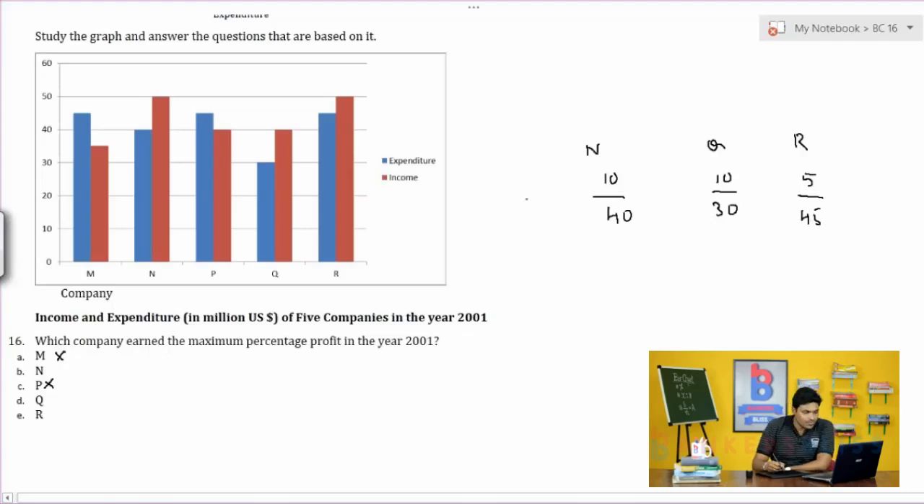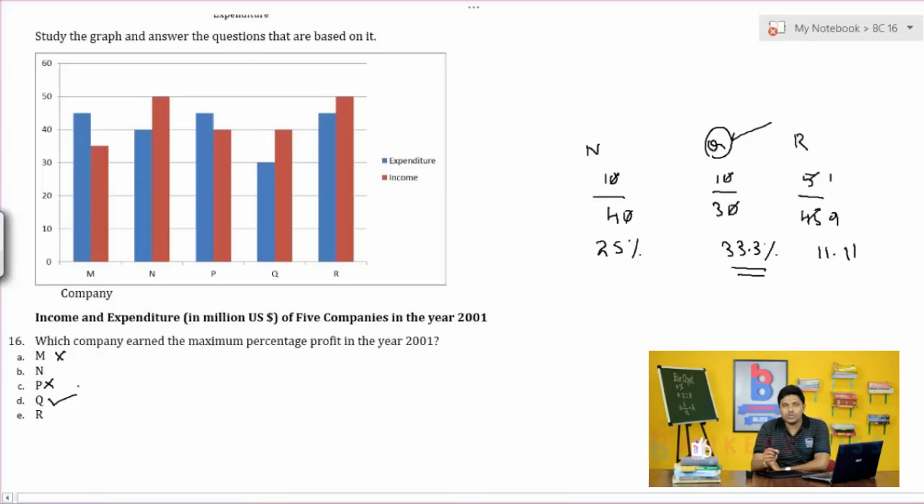So, you observe 1 by 4 is 25%, 1 by 3 is 33.33%, and 5 by 45, 5 ones are 5, 5 nines are 45, so 1 by 9 is 11.11%. So, which is the highest one? 33.33 is the highest one, which belongs to Q. Therefore, Q is the right answer. See, very simple to calculate.